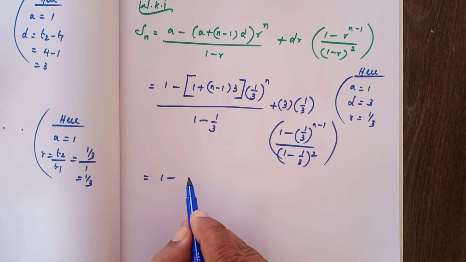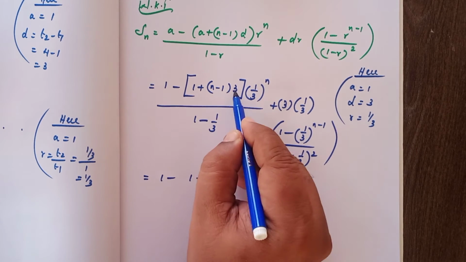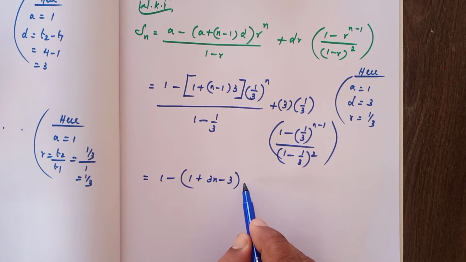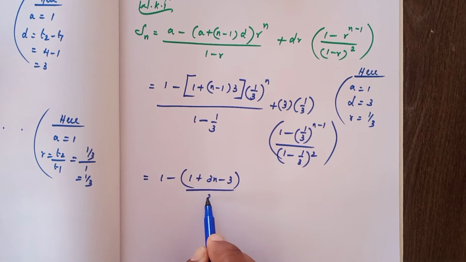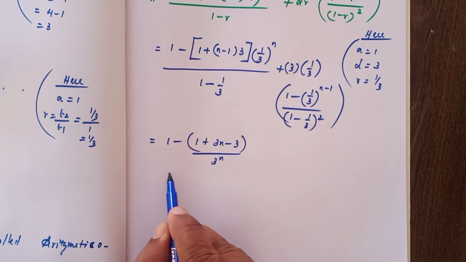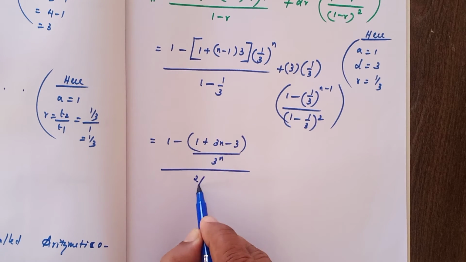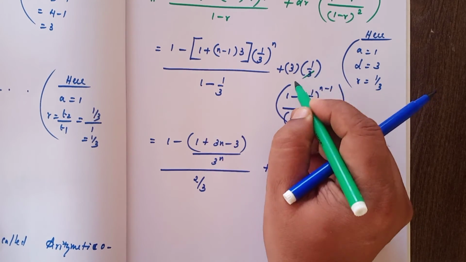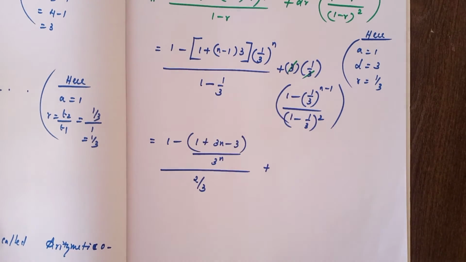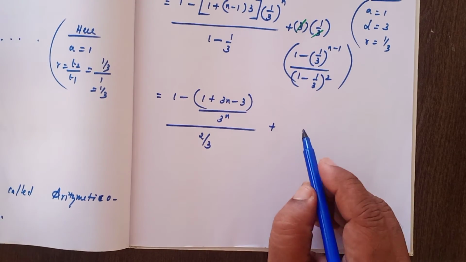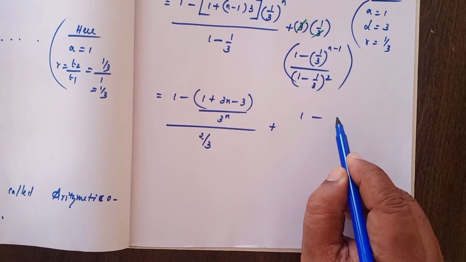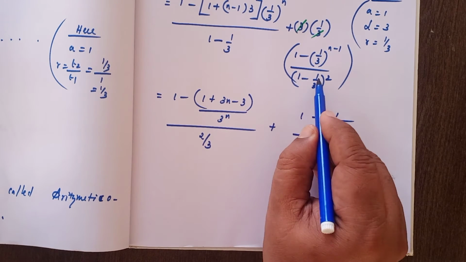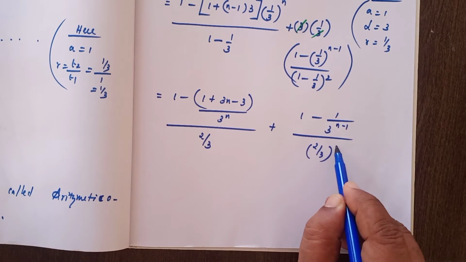That is equal to 1 minus bracket 1 plus 3n minus 3, whole into 1 by 3 power n, divided by 1 minus 1 by 3, that is 2 by 3, plus 3 into 1 by 3 cancels to 1, so we write 1 minus 1 by 3 power n minus 1 whole divided by 2 by 3 the whole square.